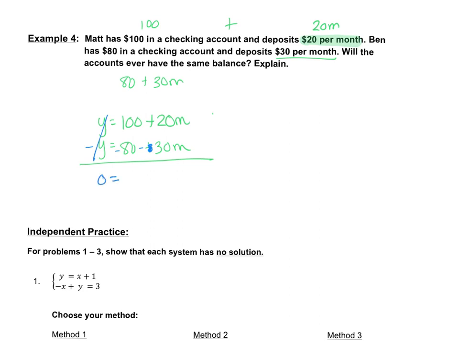So I get 0 equals 20. 100 plus -80 is 20. And 20m plus -30m is -10m. Bring 10m to the other side. So 10m equals 20. Divide both sides by 10. And m is 2. So in 2 months, they'll be equal to each other.